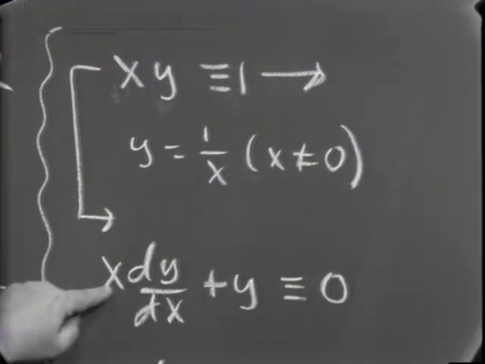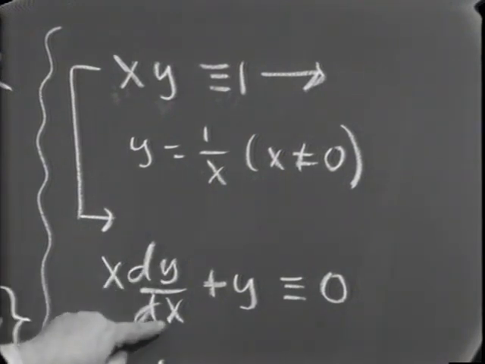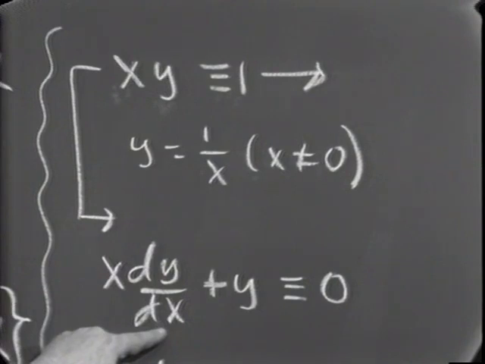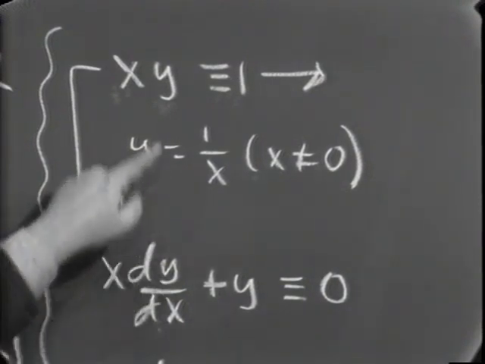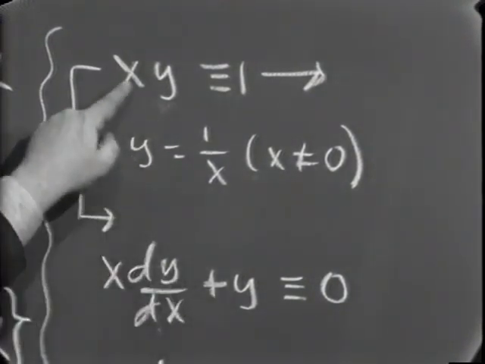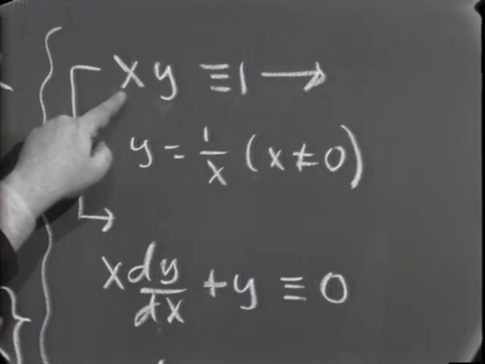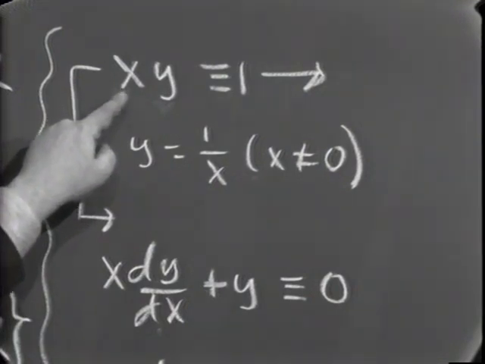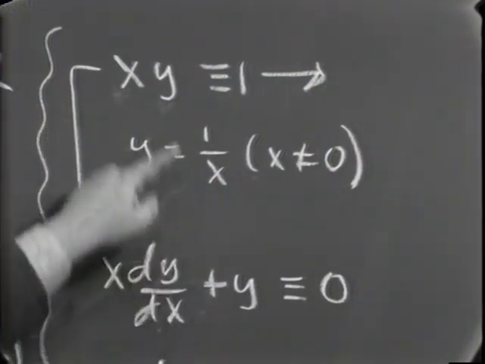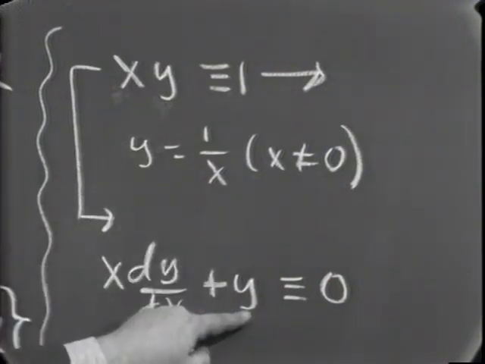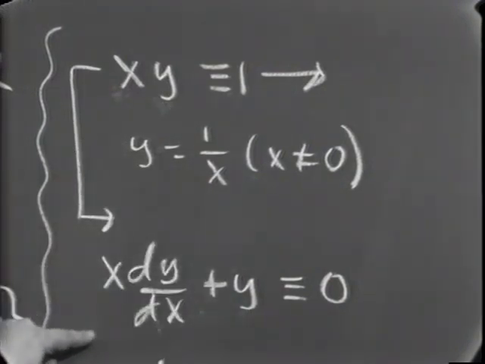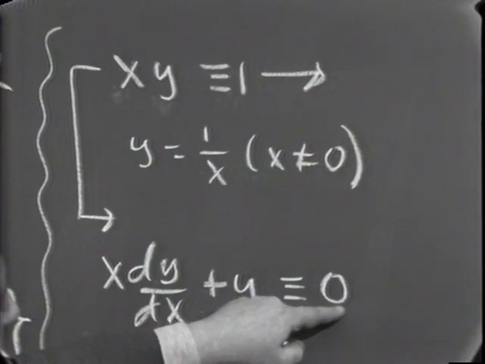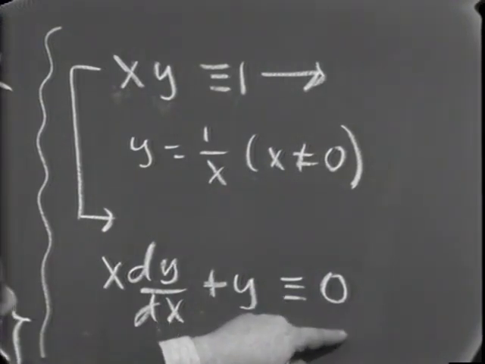Namely, we will take the first factor times the derivative of the second with respect to x. That's dy dx, because y is the second factor. Plus the derivative of the first factor with respect to x. Well, the derivative of x with respect to x is 1, times the second factor, which is y. That's now the derivative of the left-hand side. That must equal identically the derivative of the right-hand side.